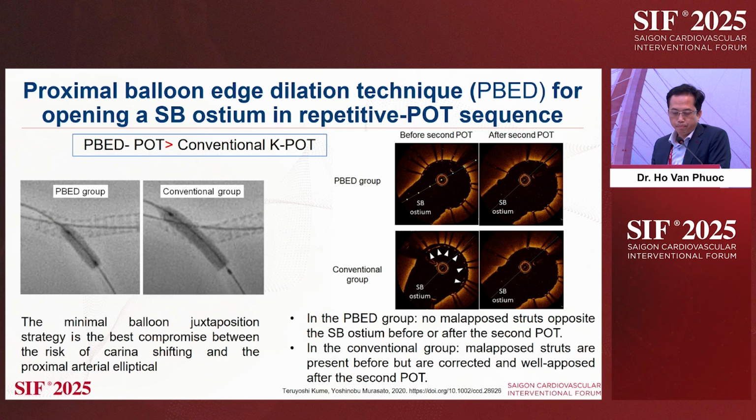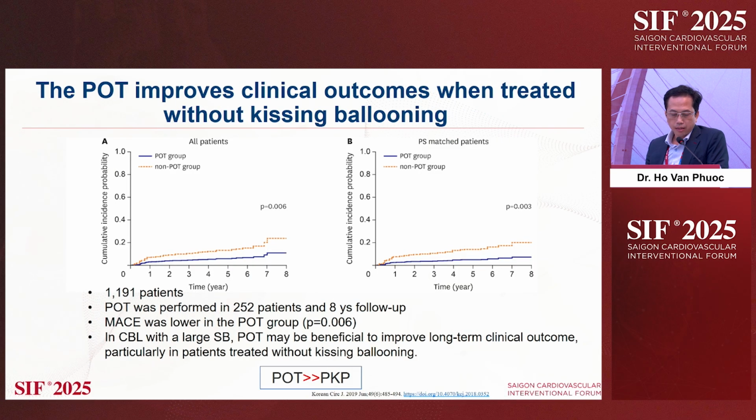And how about the PBAT? PBAT means the proximal balloon dilation technique for opening the side branch in the optimum POT sequence. The minimal balloon is just a position. Strike recross is the best compromise between the reach of the coronary stenting and the proximal arterial elliptical. And the POT improves the clinical outcome when treated without kissing balloon.